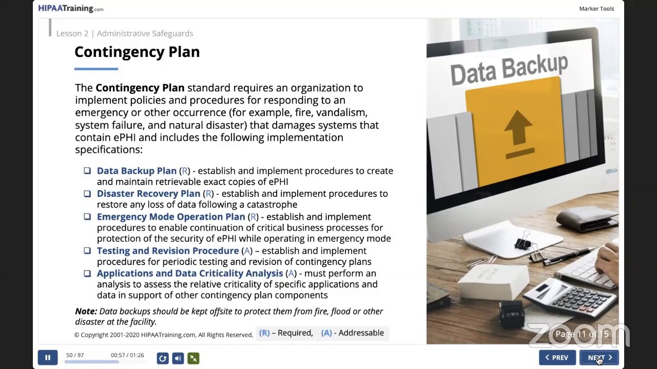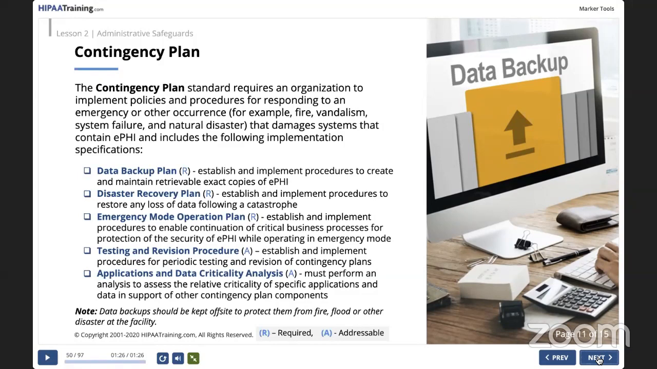Testing and revision procedure. Establish and implement procedures for periodic testing and revision of contingency plans. Applications and data criticality analysis. Must perform an analysis to assess the relative criticality of specific applications and data in support of other contingency plan components. Note, data backups should be kept off-site to protect them from fire, flood, or other disaster at the facility.